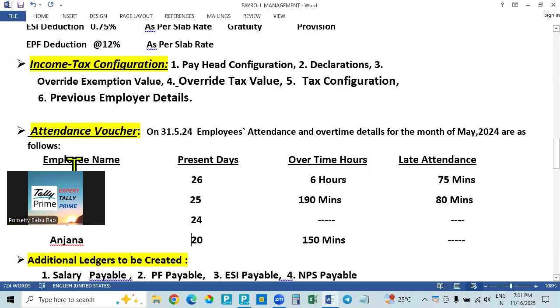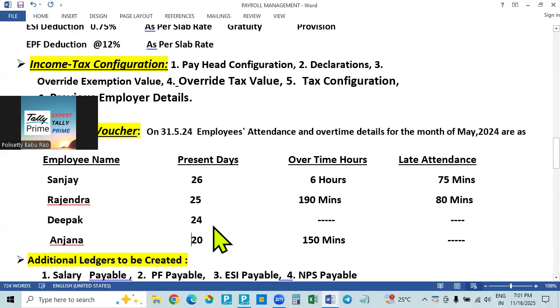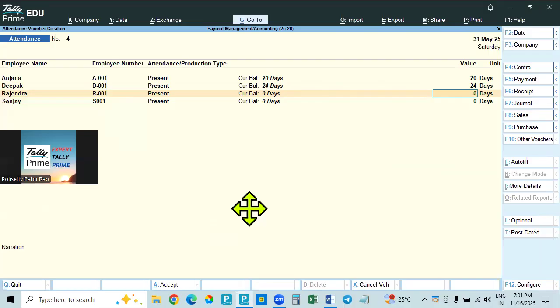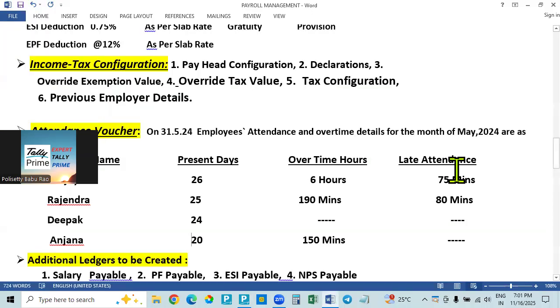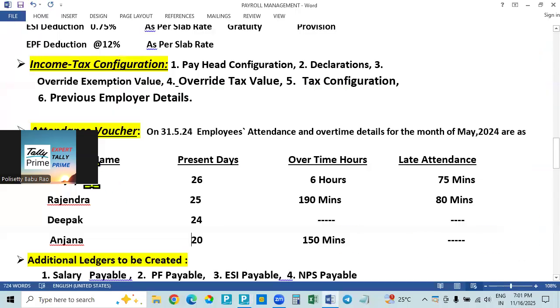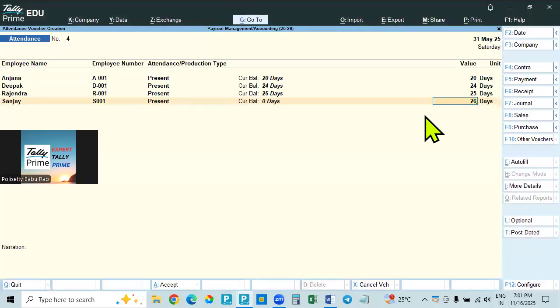Then Deepak, attendance 24 days. So 24 days will come up. When you enter that, automatically it will come here. We have started with 0, so this value is added. Then the next one is Rajendra, 25 days. Then Sanjay, 26 days. So this is completed.